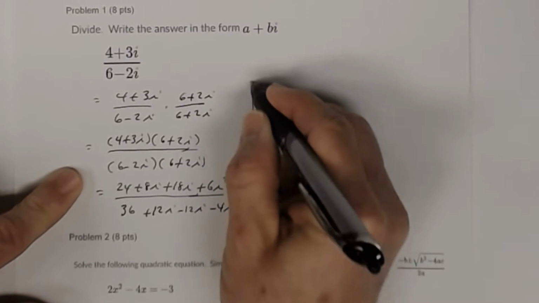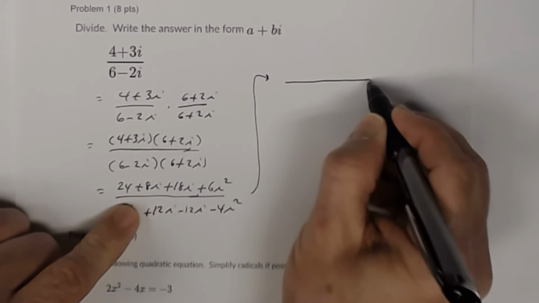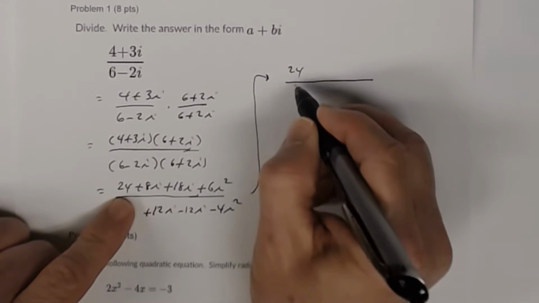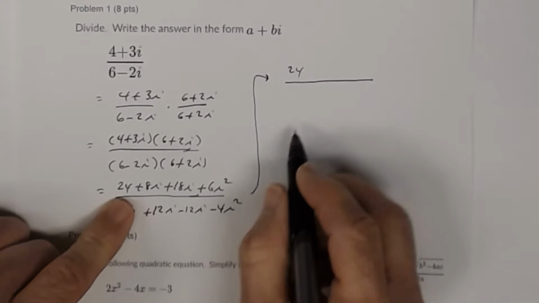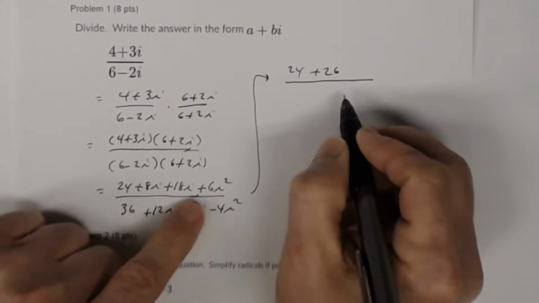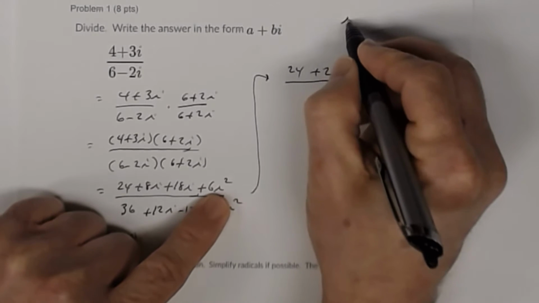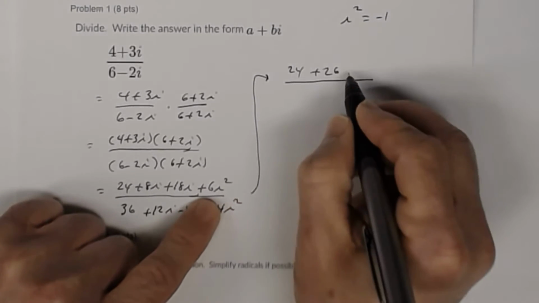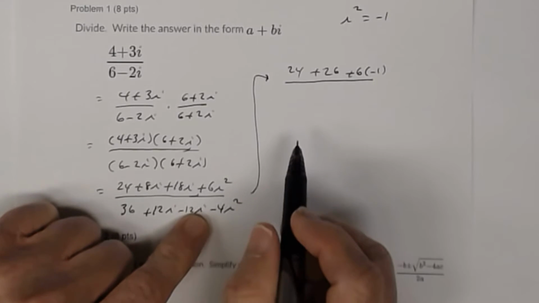All right, now I'm going to go ahead and write that above here. So combining like terms in the numerator, at this point I have 24. 8i plus 18i is 26i. And I'm going to remind you that i squared is equal to negative 1. And so I'm going to write this as plus 6 times a negative 1. So I just replace the i squared with negative 1.